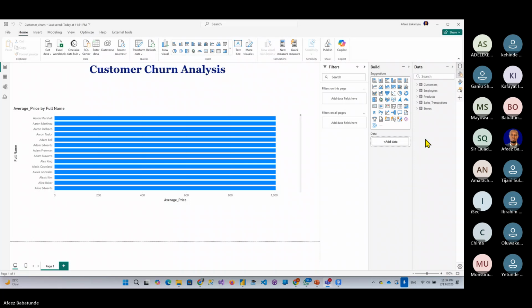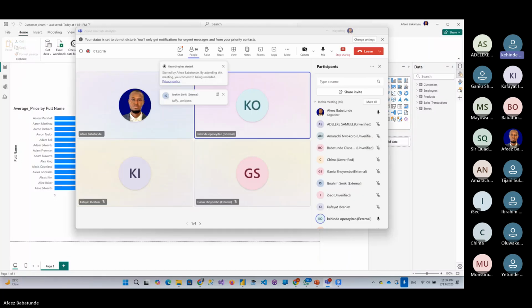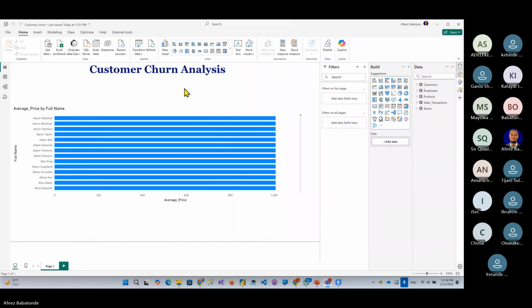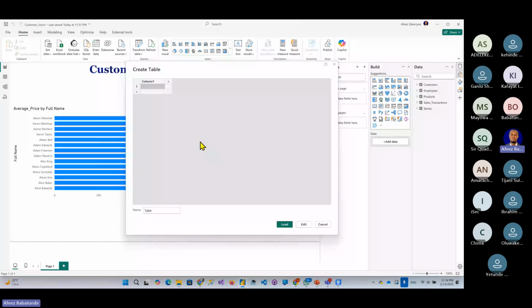Please confirm if you can see my screen. We can see. Is this your screen or Cappy's screen? Yes, this is my screen now. Let's quickly create a calculation table so that we can keep all our calculations here. What are the metrics that we are looking at?